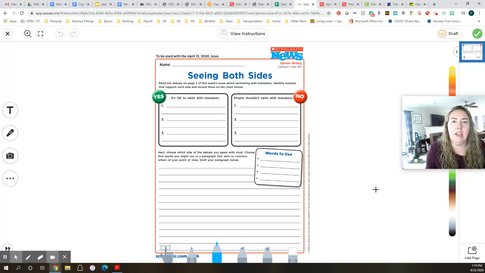And you're going to take a look at this skill builder. Okay, it says read the debate on page 7 of this week's issue about swimming with the manatees. Identify reasons that support each side. So there are two sides to this argument. Yes, I think that people should be able to swim with manatees, or no, people should not be able to swim with manatees. You'll want to make a text box, and remember that you can make these bigger or smaller. I would love it if you could make your text fit on the line. That would be great.